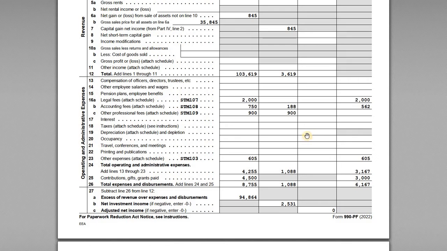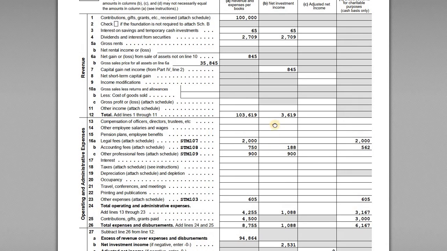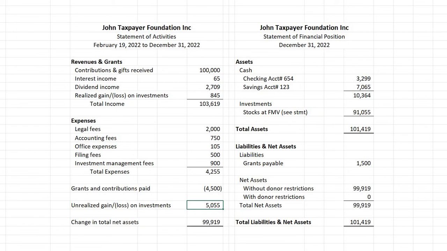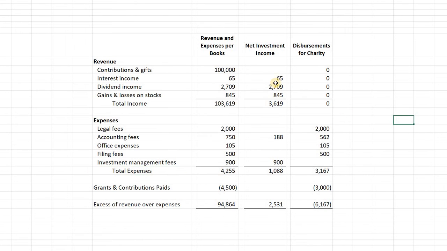Now, allocation of the expenses. So again, we have the totals here in column A for net income or revenue and expenses per books. So we can see the legal fees, the accounting fees. And under the other professional fees, we have our $900 of investment management fees. And then the other expenses down there on line 23. So with charitable disbursements and net investment income allocations, let me go to this reconciliation here.